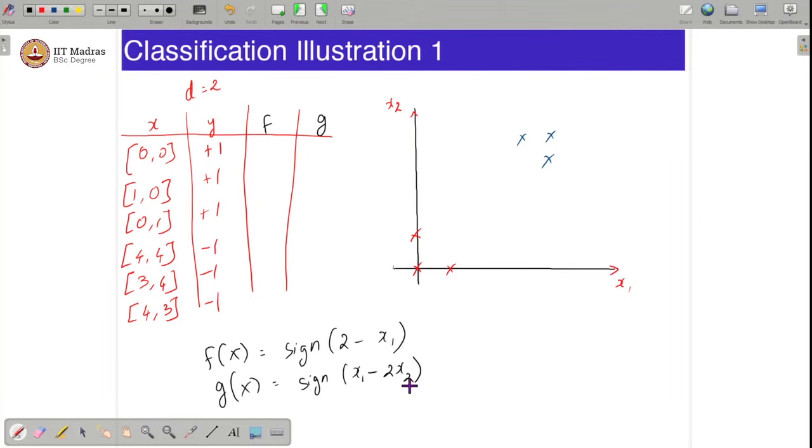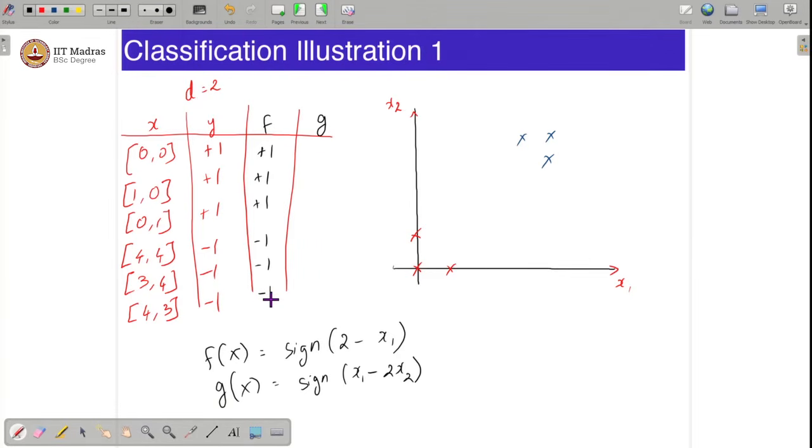How would we do that? Well, simply you can just compute the loss of these 2 models f and g, and to do that you just need to evaluate the function f on the data points. If you do that, you would get sign of 2 minus 0 is +1, sign of 2 minus 1 is also +1, sign of 2 minus 0 is also +1, sign of 2 minus 4 is -1, sign of 2 minus 3 is -1, sign of 2 minus 4 is also -1.